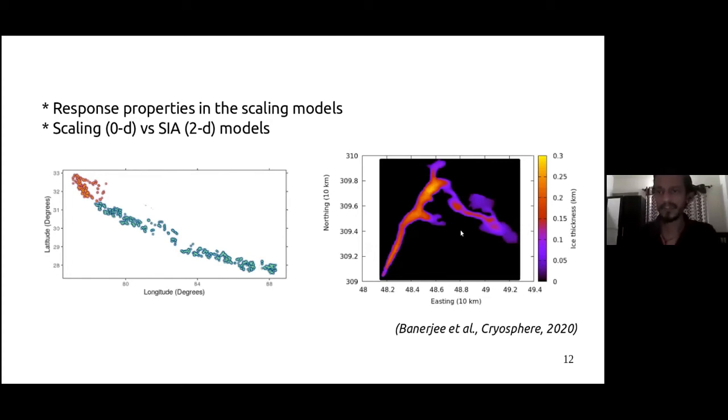This is, for example, Khumbu Glacier as we modeled it. We did not really tune the model, so our glaciers were slightly thicker than they should be, maybe 1.5 times thicker, but overall they were reasonable. Then we applied a step change in ELA and looked at the response of the glacier using both scaling and SIA.